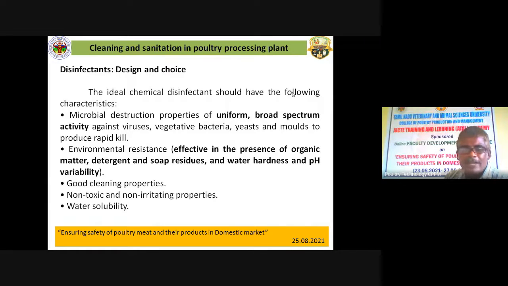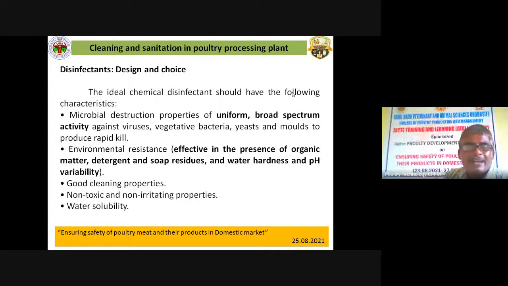And also, it has to ensure the kill of these agents, and it should be environmentally resistant. For example, sometimes the cleaning won't be efficient, because of that the organic matter might cling to the surface. Some of the disinfectants won't efficiently kill the microorganism in the presence of organic matter. So it should not be the case. Even in the presence of organic matter, the disinfectant should act on the microorganism to kill it, and it should be compatible with different types of detergents and soaps. It should function in different water hardness ranges, act under variable pH conditions, and it should also have good cleaning properties.